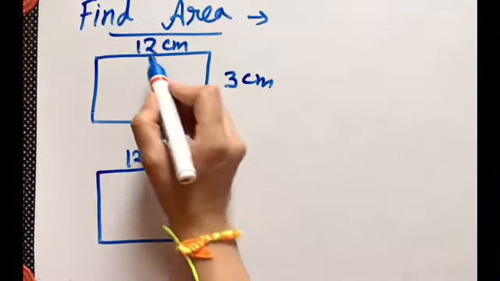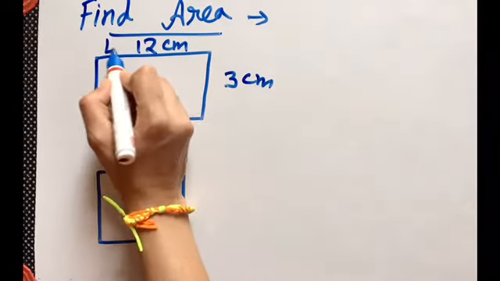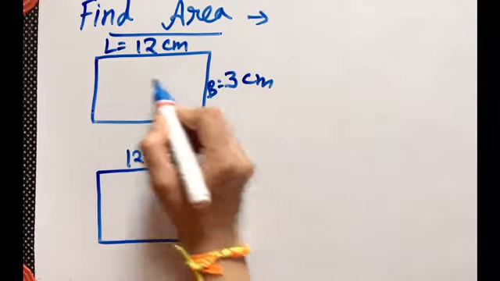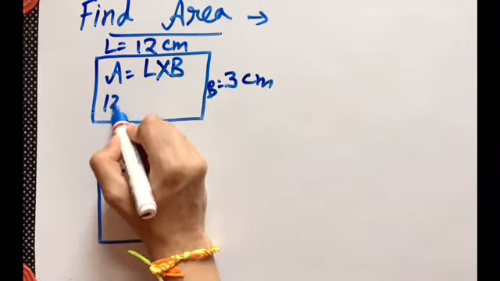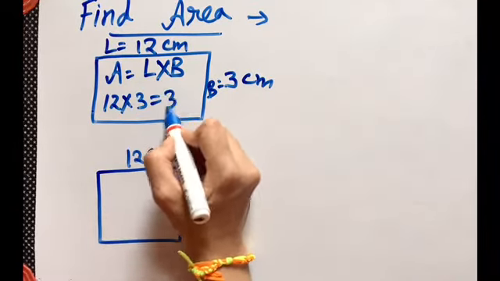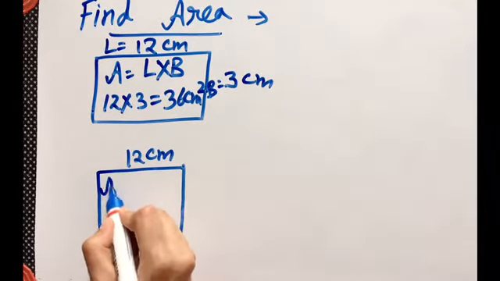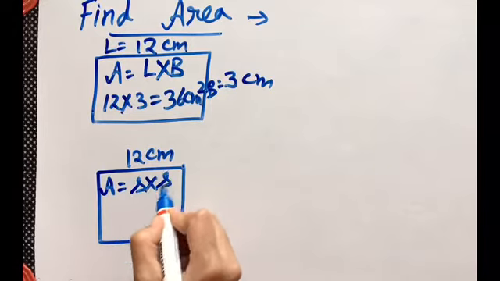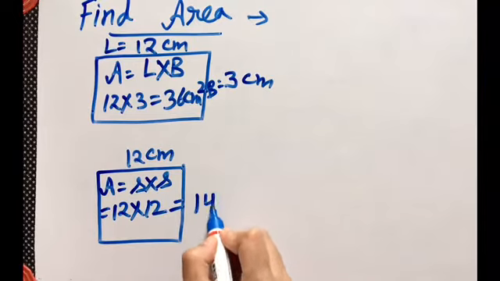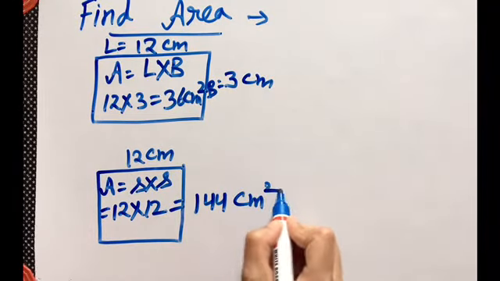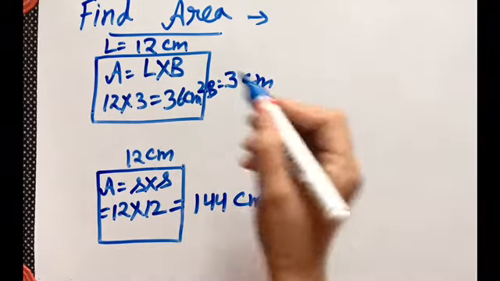Now a few examples. Find the area of the following. 12 is length and 3 is breadth. So area is equal to L multiplied by B. So it will be 12 multiplied by 3, which is equal to 36 centimeter square. This is very important, to write down the square. Here it is equal to side multiplied by side. So it will be 12 multiplied by 12, which is equal to 144 centimeter square. Don't forget to write the square. This way you can find out the area.